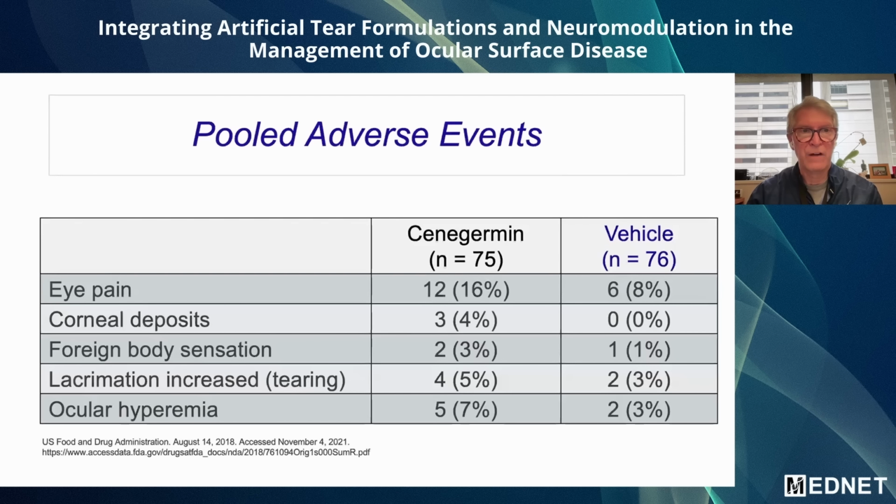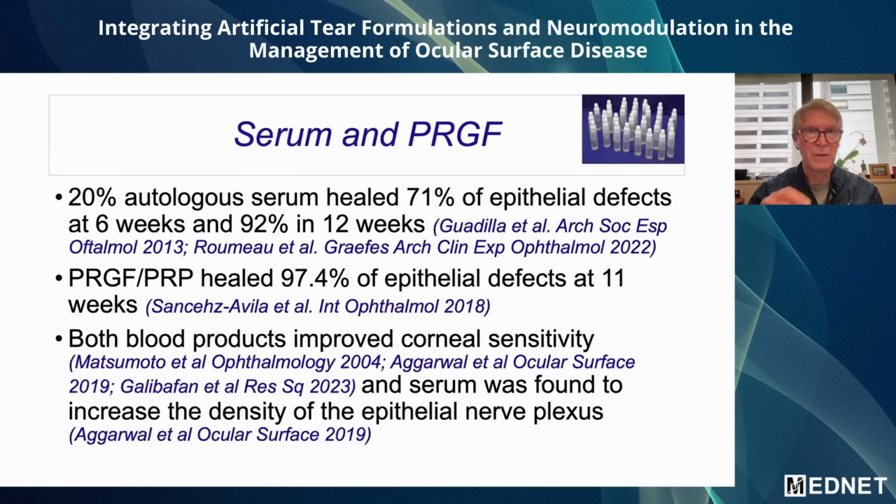Adverse events were very minimal. Those of you that have used cenegermin probably recognize that a small percentage of patients will develop some eye pain in about 1 to 2 weeks into treatment, and that will usually go away. So patients have to be counseled that this can occur, perhaps as they start to regain some of their nerve function and corneal sensitivity. But all of the other adverse events occurred with very low frequency and were similar in both the cenegermin and vehicle groups.